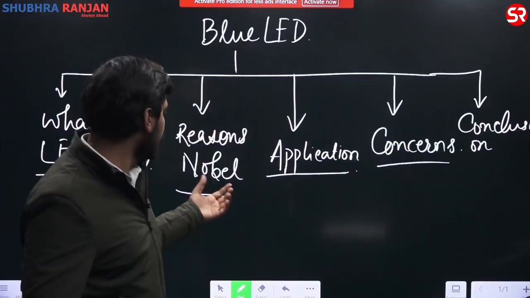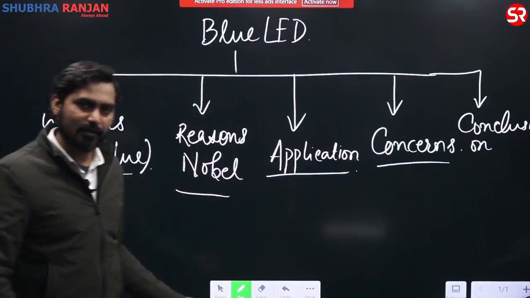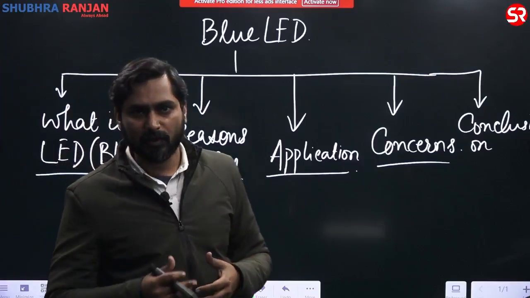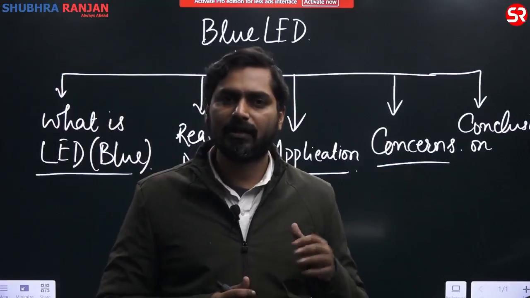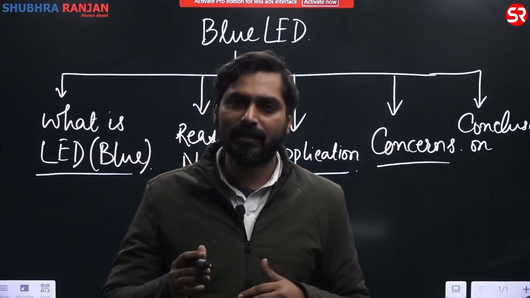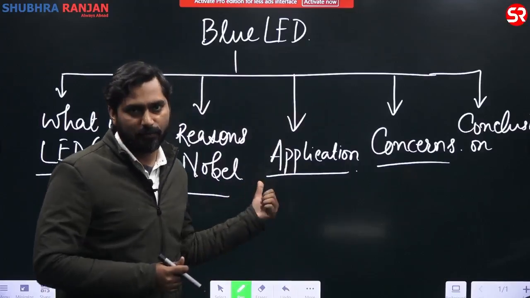So here we could write what the reasons for the Nobel Prize were: that the production of this blue LED light helped us to develop white LED light. There are other ways of producing white LED also, but the first step is we need to have blue LED.